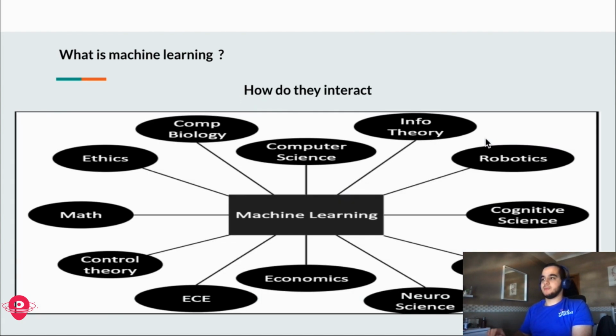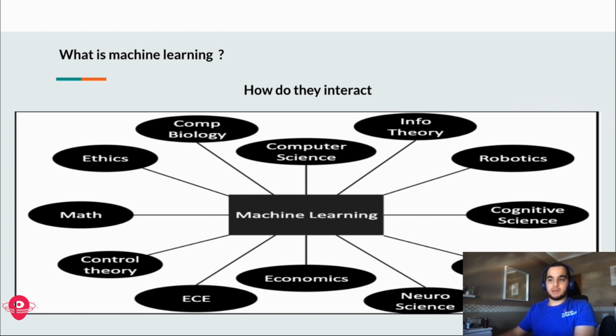So when it comes to the fields involved in machine learning and how they interact with each other, this picture here summarizes all the fields that interact with machine learning in one way or another. The main ones here are math. From math we use things like numerical computation, optimization and such. From computer science you use software engineering aspects of it, you use algorithms and all of that.